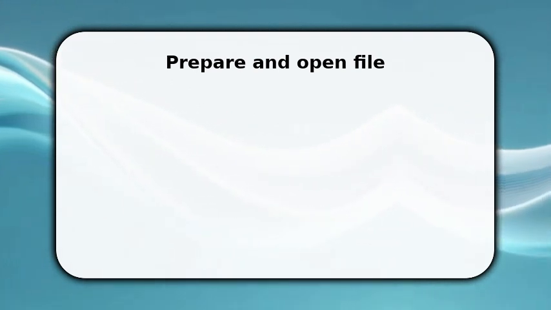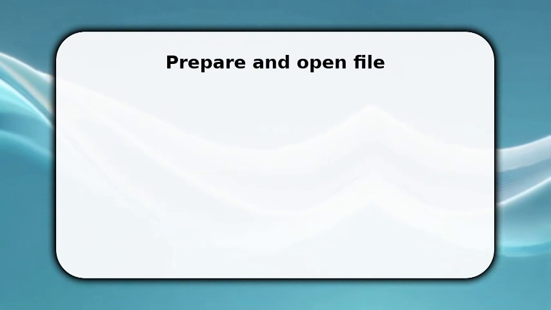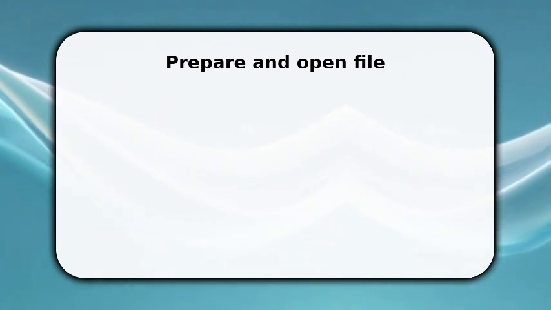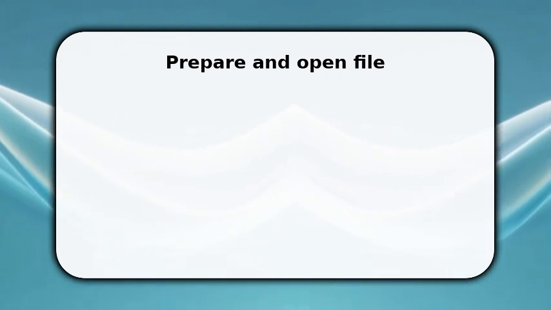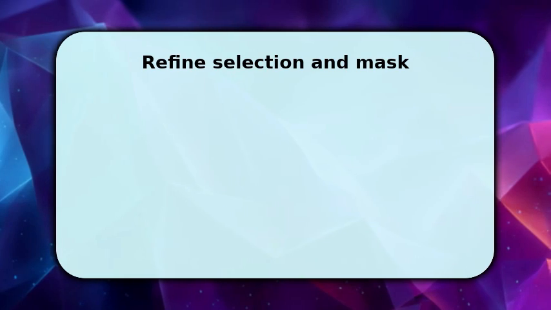Once done, switch to the Channels panel to check alpha or transparency data, because you need that information to remove background without losing subtle reflections and opacity gradients. You now refine the selection.